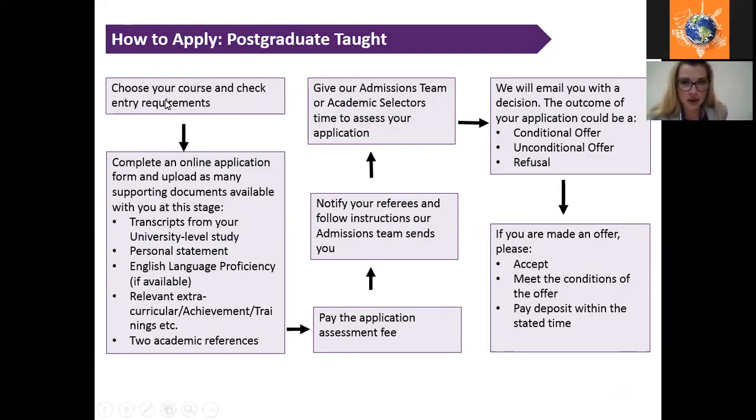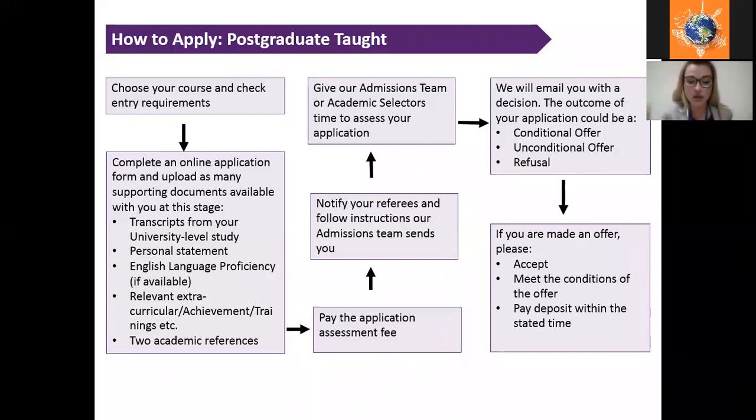Last but not the least is how to apply for postgraduate taught programs. You are here now, choose your course and check your entry requirements. So one of the things that you might want to do is actually check whether you meet the entry requirements. For Russia, for your undergraduate studies, you need to have 4.5 at least from a reputable university. If you do have any questions, let me know. I'll talk you through. I'll have a look at your qualifications.